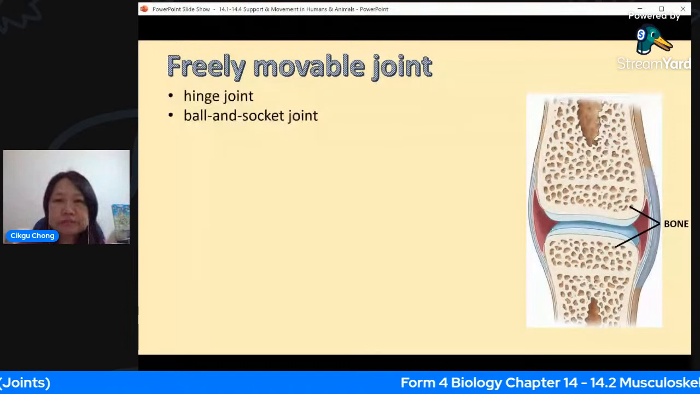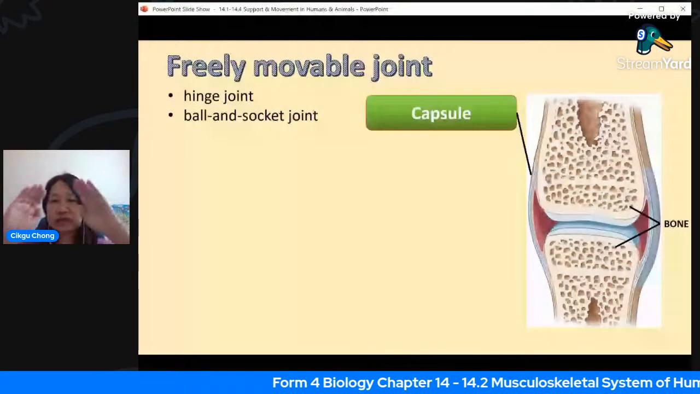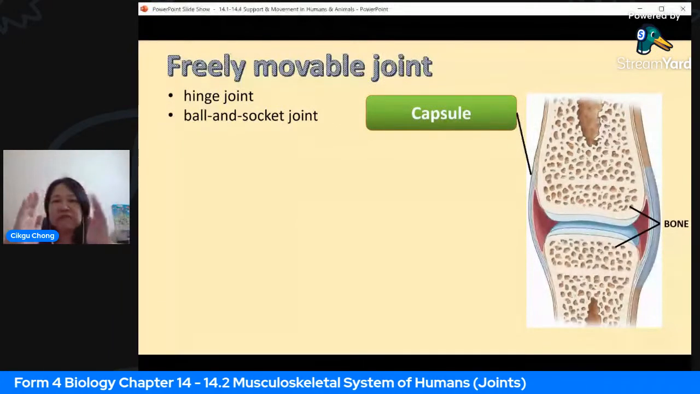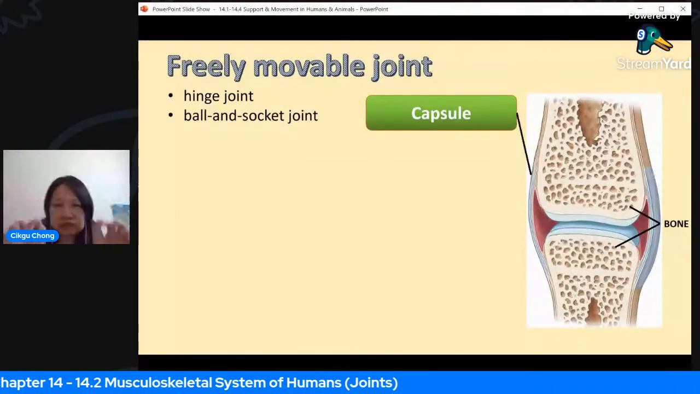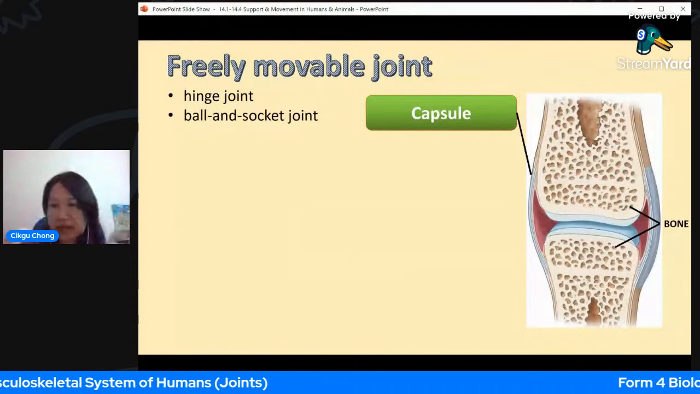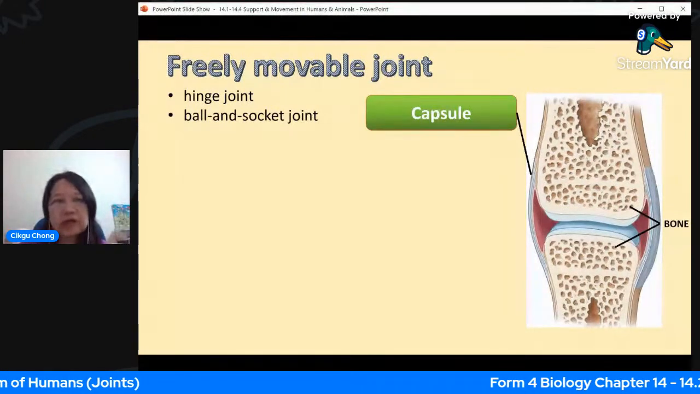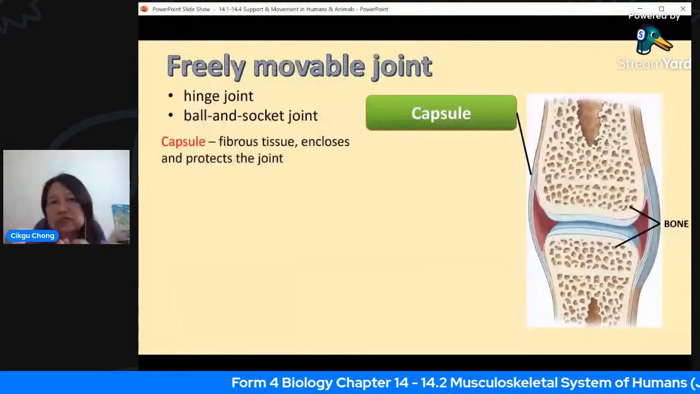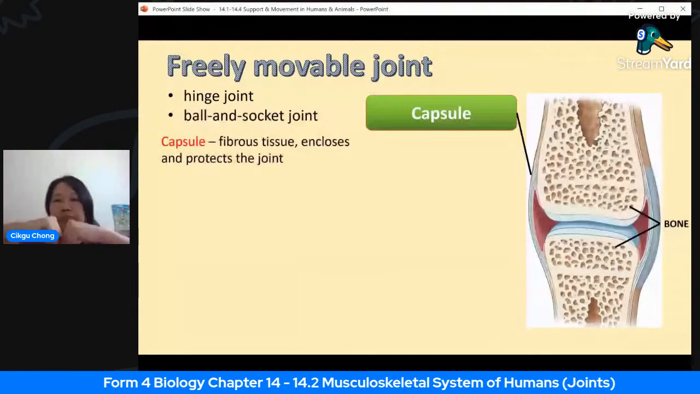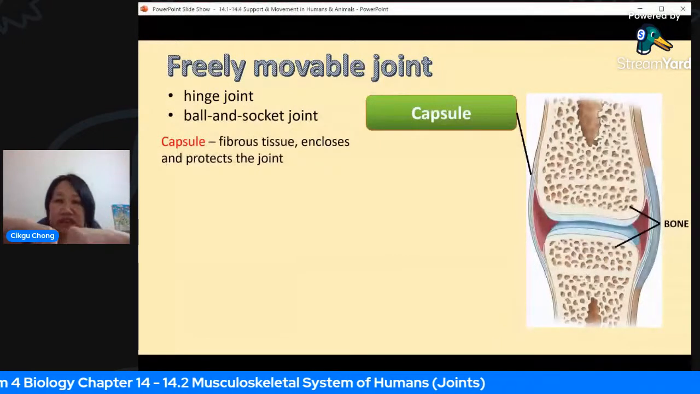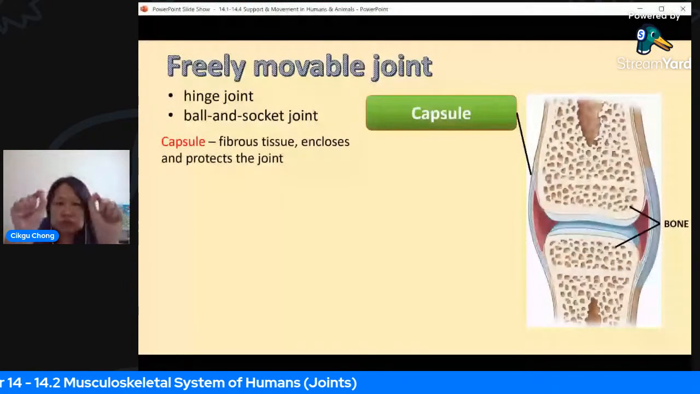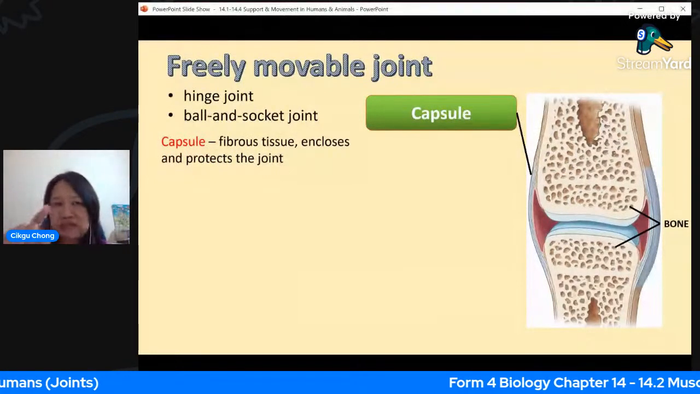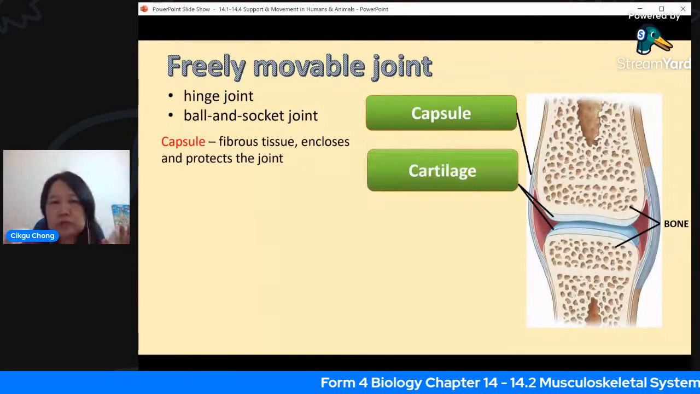Now here outside, you have something to cover that joint. The outer covering is tough, made of connective tissue. The white color thing there is called the capsule. Capsule is a fibrous tissue. It encloses and protects the joint. If you don't have this, then your bone will be easily disconnected. So you have something to cover the joint together. That fibrous tissue is a capsule. Okay, let's look at another part now.